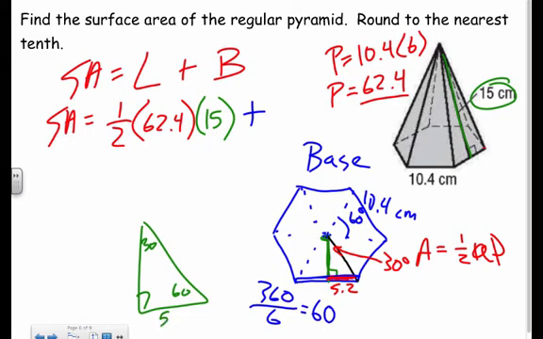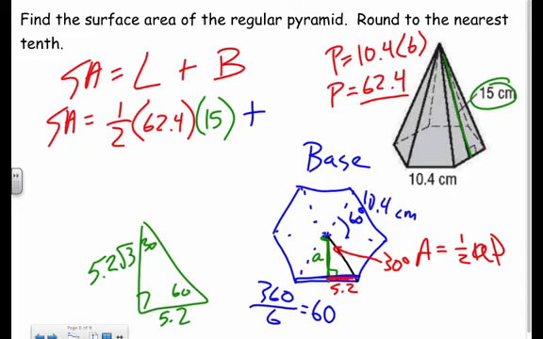30 side is 5.2, so that means we're looking at the 60 side now, right? Because we want the apothem here. The 60 side would be x root 3. So 5.2 times the root 3. Or I could use a trig ratio. Okay, I'm going to use my special right triangle.